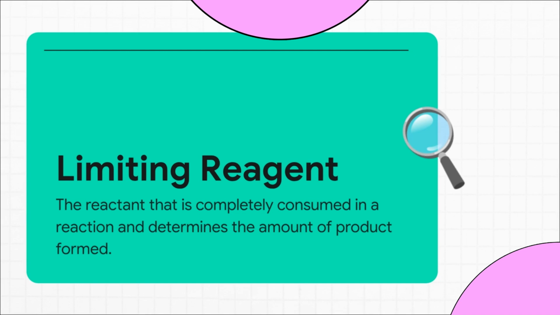What happens when you don't have that perfect ratio? That's where the limiting reagent comes in. It is simply the ingredient that you run out of first. Think about making sandwiches. If you have 10 slices of bread, but only enough cheese for 3 sandwiches, the cheese is your limiting reagent. It limits how much you can make. It's the exact same idea in chemistry.